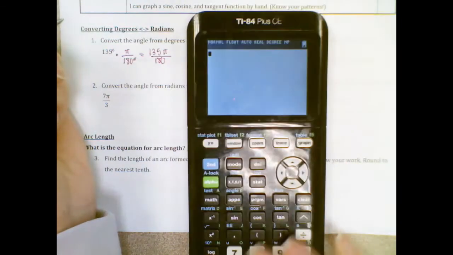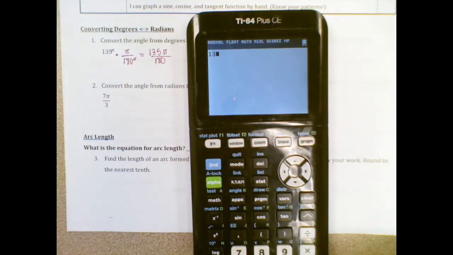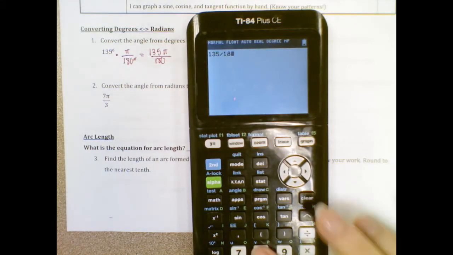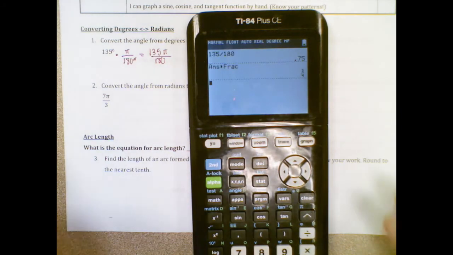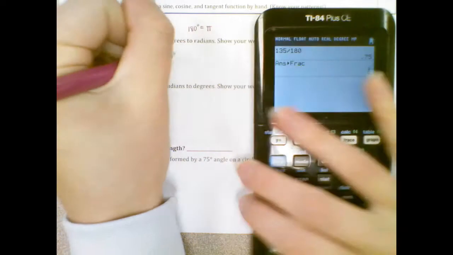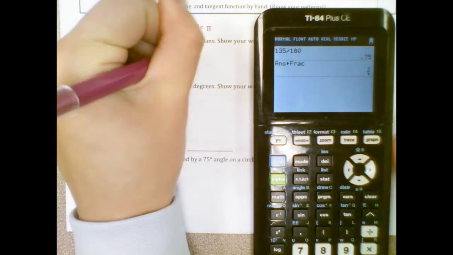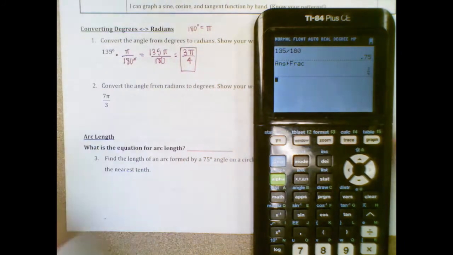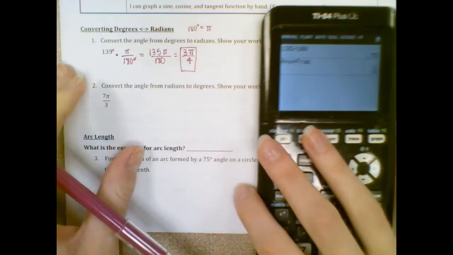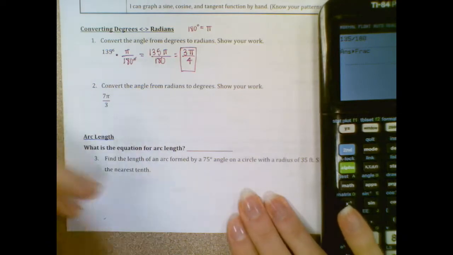And to type that into our calculator, 135 divided by 180, and then hit math frac to turn it into a fraction. So 3/4. So 3 pi over 4. Remember, we want your answer in terms of pi. Okay? Number two. It says convert the angle from radians to degrees.